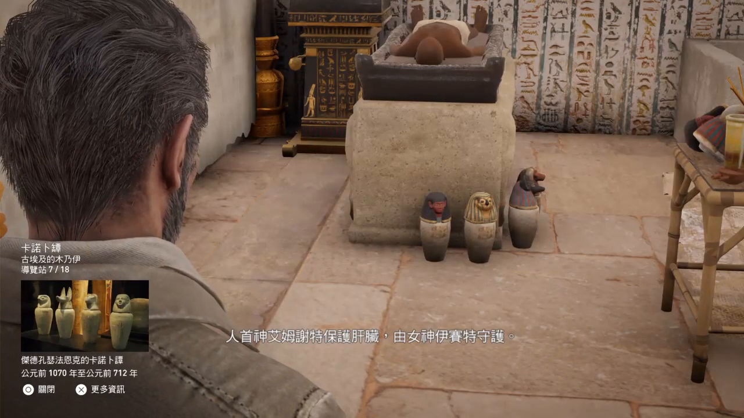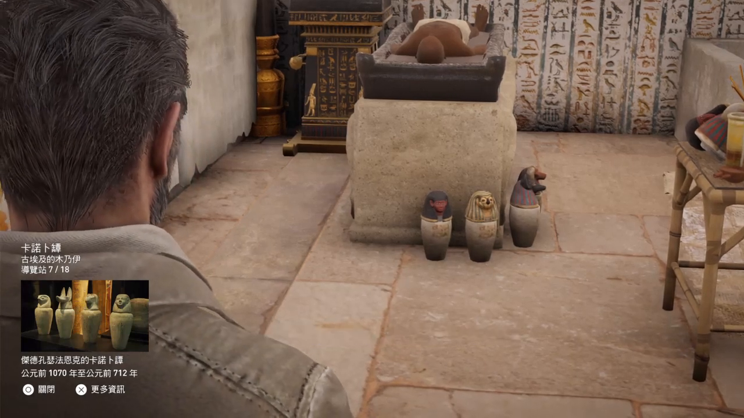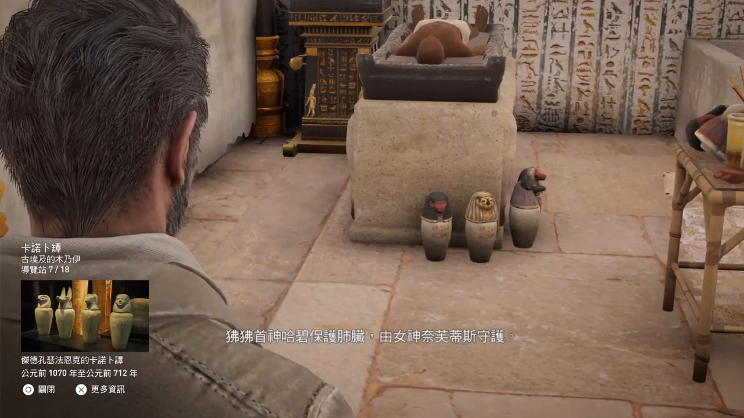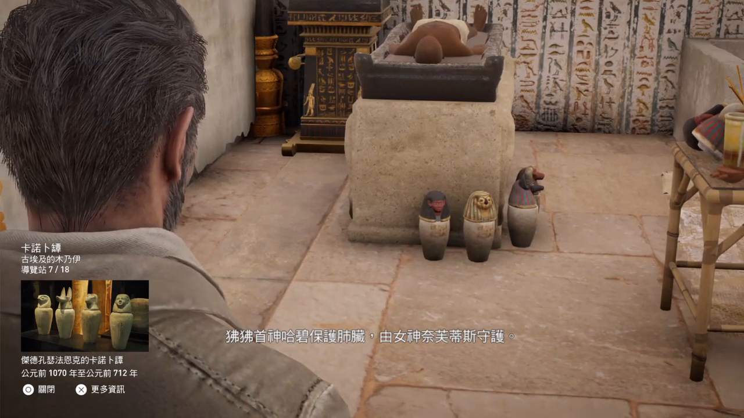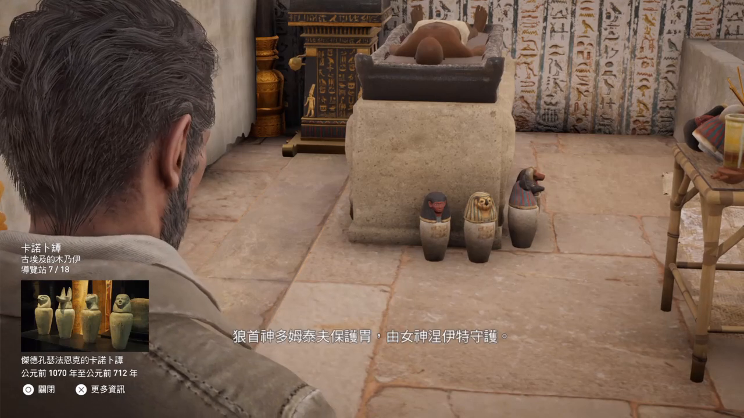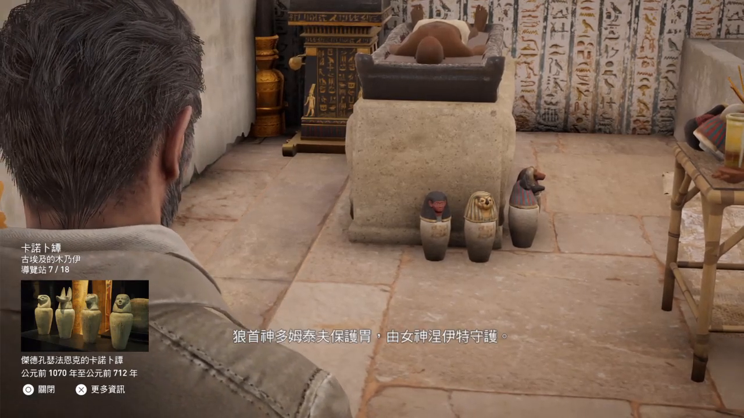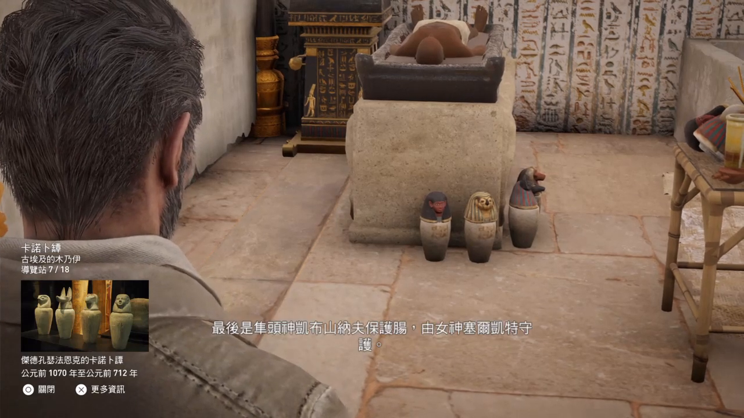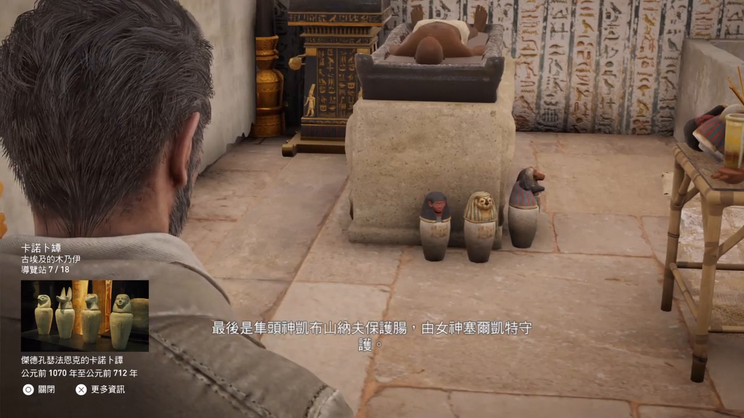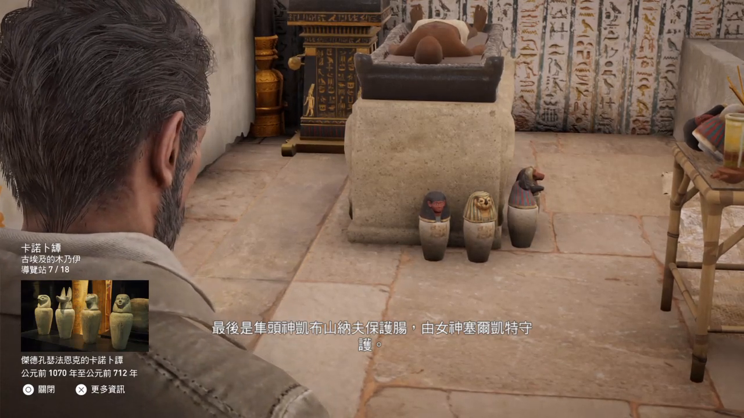Imseti, the human-headed god, protected the liver and was protected by the goddess Iset. Hapi, the baboon-headed god, protected the lungs and was protected by the goddess Nephthys. Dumutef, the jackal-headed god, protected the stomach and was protected by the goddess Neith. And finally, Kebehsenuef, the falcon-headed god, protected the intestines and was protected by the goddess Selket.